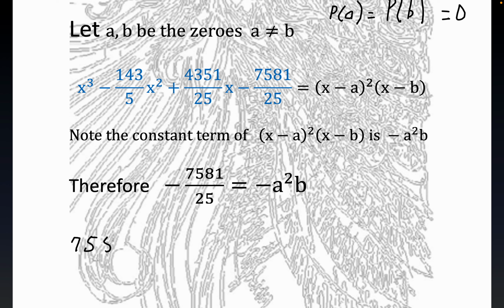Now, so 7581, notice that the sum of the digits is 21, and that is divisible by 3, so the entire number is divisible by 3. It's a well-known divisibility test. 8 plus 1 is 9, 9 plus 5 is 14, 14 plus 7 is 21, and 21 is divisible by 3, okay? So this is equal to 3 times something. Okay, 3, we know that so far, right?